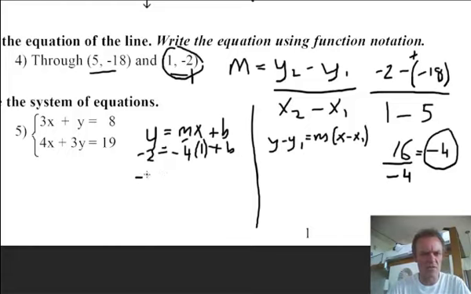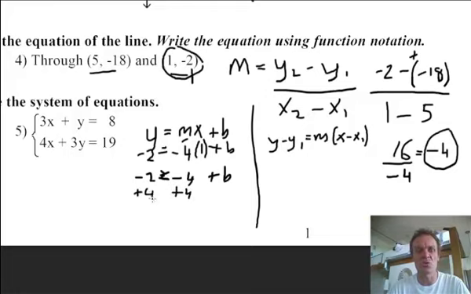So negative 2 equals negative 4 times 1, which is negative 4, still plus b. Proper equal sign. I'm going to add 4 to both sides to get the b by itself. Add 4 to negative 2, you get 2. Therefore, b must equal 2. There you go. Now let's put the whole thing together.